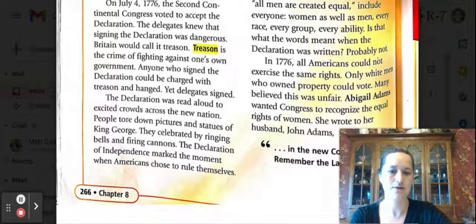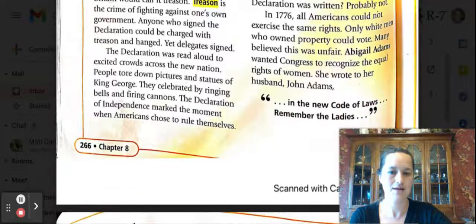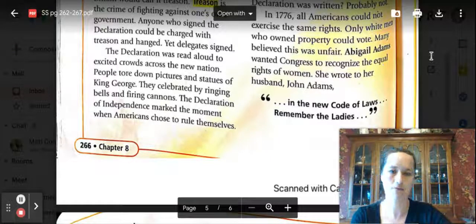In 1776, all Americans could not exercise the same rights. Only white men who owned property could vote. Many believed this was unfair. Abigail Adams wanted Congress to recognize the equal rights of women. She wrote to her husband, John Adams, "In the new code of laws, remember the ladies." So it was not equal for women at first.